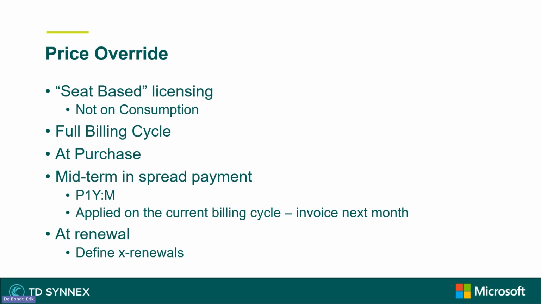And also for Google, there's a possibility, but also only on seat-based licenses, and never on consumption because we cannot predict the price of consumption. It's on the full billing cycle, meaning that the billing cycle runs from the first of the month to the last of the month. If you do it today, the override will be applied to everything which is done in December. So in the next cycle, you will see that the price is the price that you assigned today using the price override. It's at purchase that you can do it.